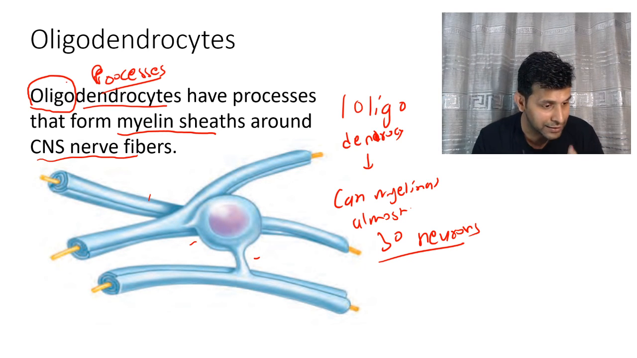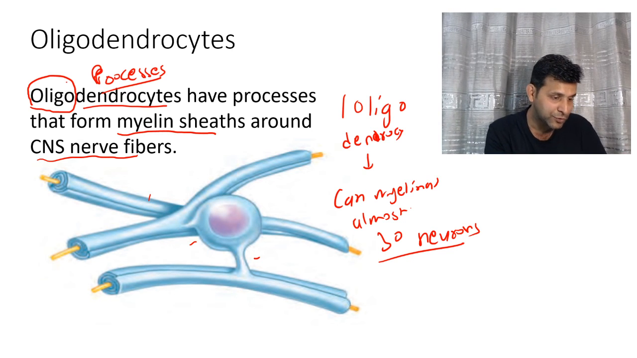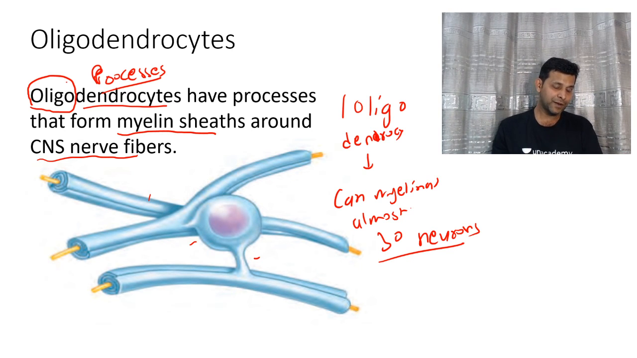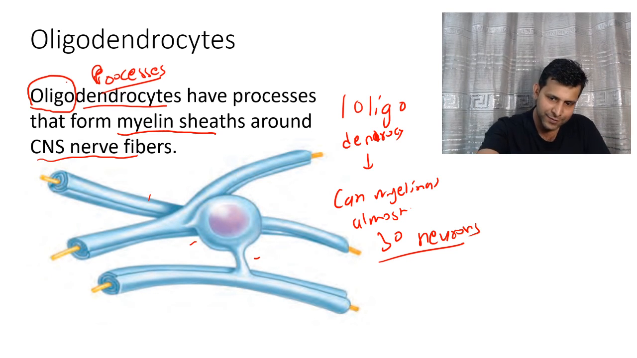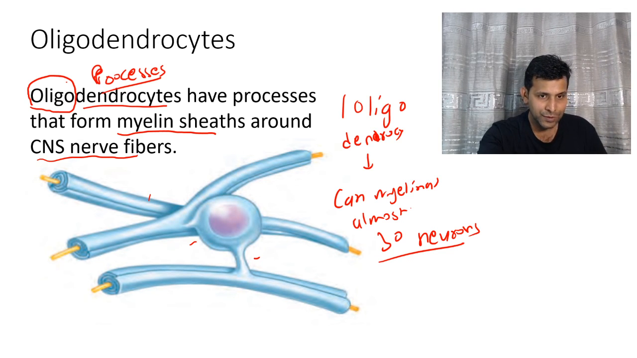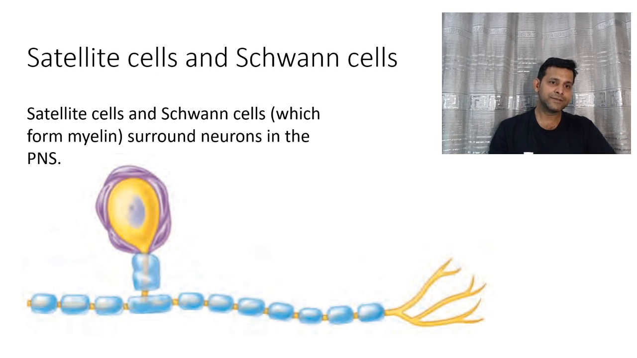Moving to the glial cells of the PNS. Can you tell me the glial cells of the PNS, students? The next slide will have the names of the glial cells of the PNS. One is, of course, the cell which myelinates the PNS neuron. The cells which myelinate the PNS are Schwann cells and satellite cells.